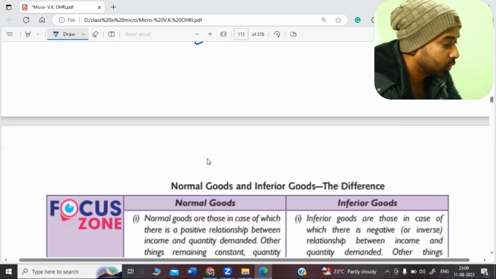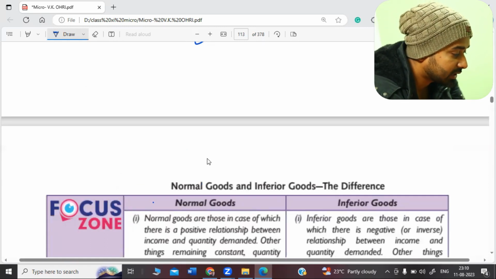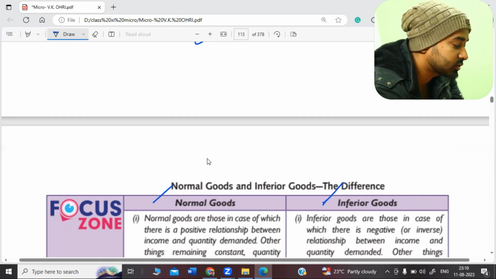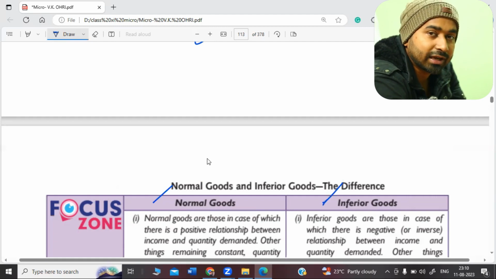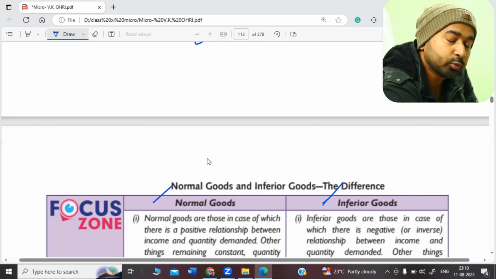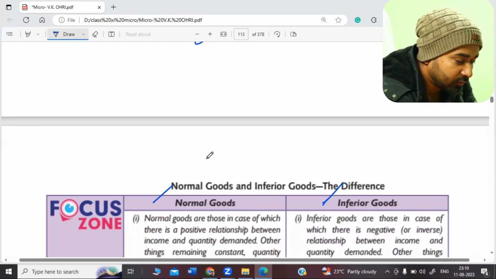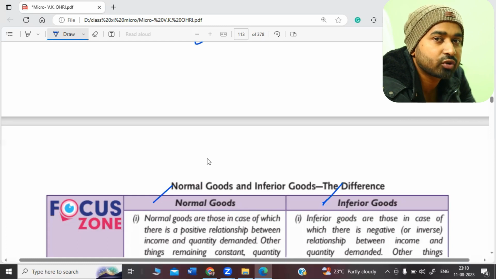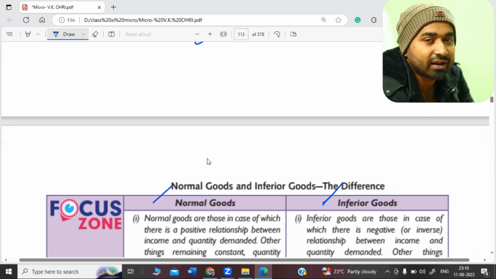If I am talking about two types of goods, one is normal goods, another one is inferior goods. For remembering purpose, normal goods are those purchased by normal middle class family people. Inferior goods are those normally purchased by poor people. Why? Inferior goods comparatively have less price and less nutrition. Nutrition will be very less.